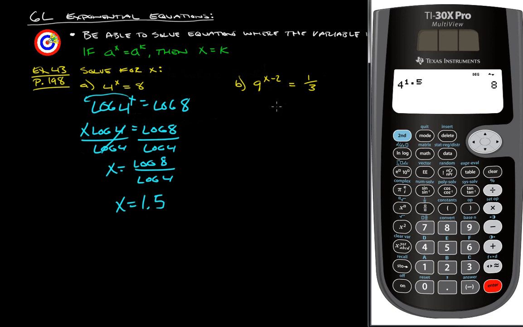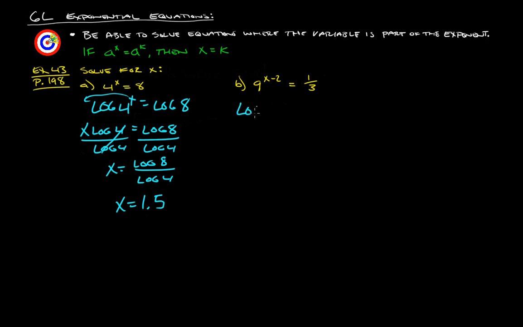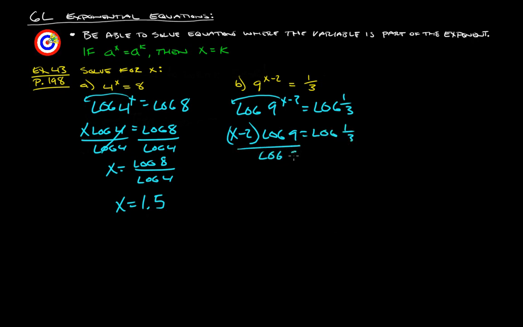Okay, let's try this one last one, and then we'll be all done. So same thing here. Log both sides. So log of 9 to the x minus 2 should equal log of 1/3. This x minus 2 comes out front, so we get x minus 2 times log 9 equals log of 1/3. Okay, divide both sides by log 9, and we get that x minus 2 should equal log of 1/3 divided by log 9.